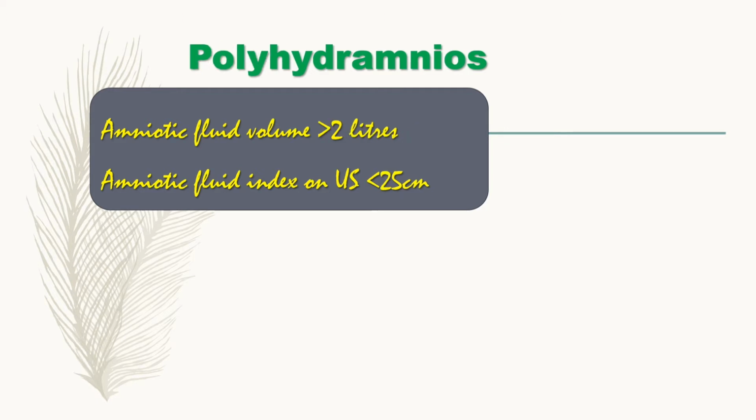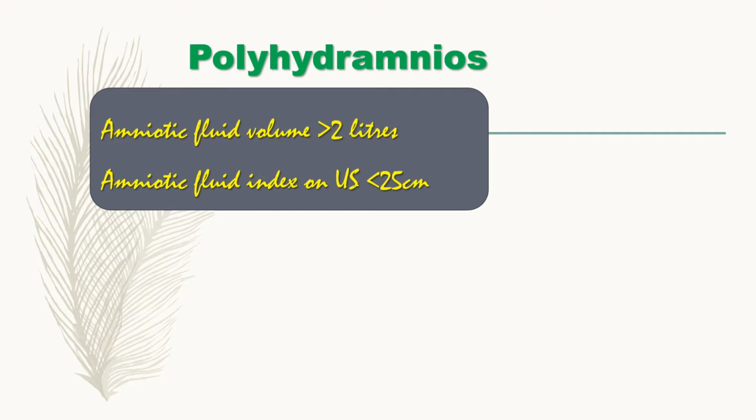Next comes polyhydramnios. What is that? Amniotic fluid volume more than 2 liters. In oligohydramnios it is less than 200 ml, here more than 2 liters. Amniotic fluid index in ultrasonography is more than 25 centimeter. So there it is 5 centimeter, here it is 25 centimeter.